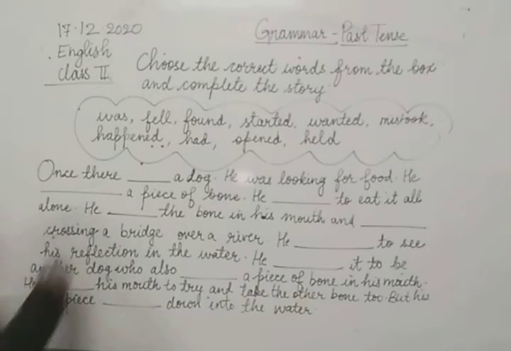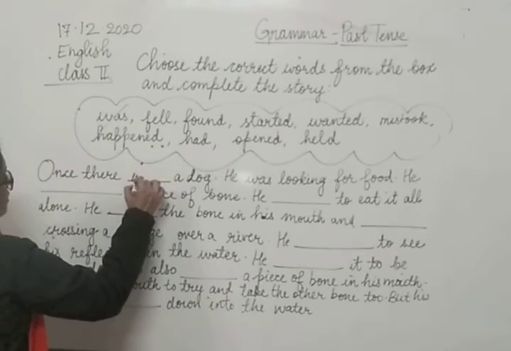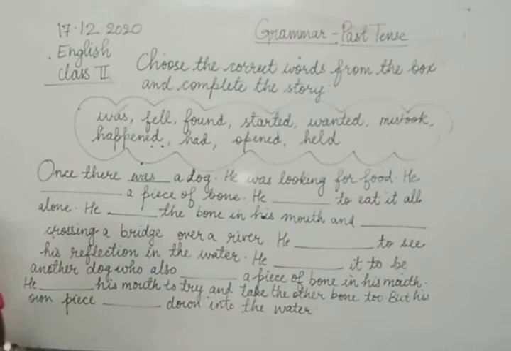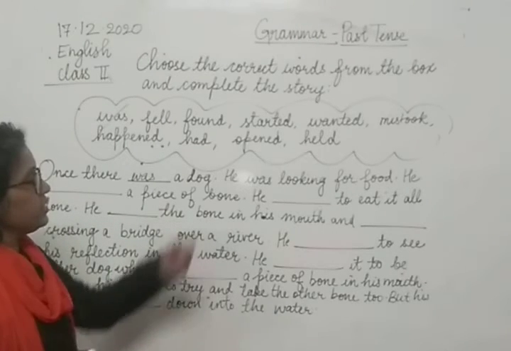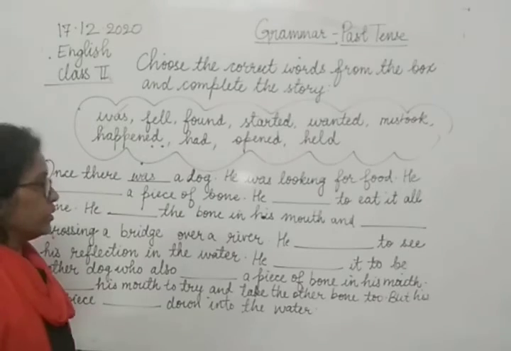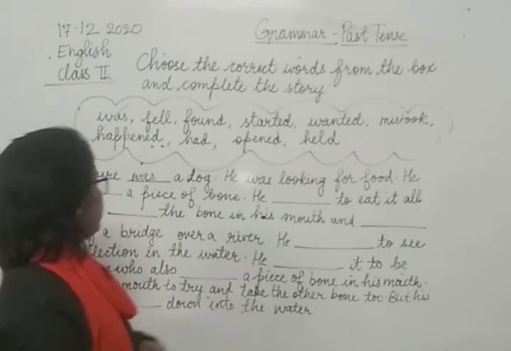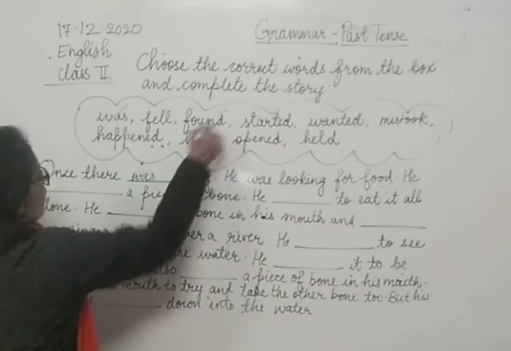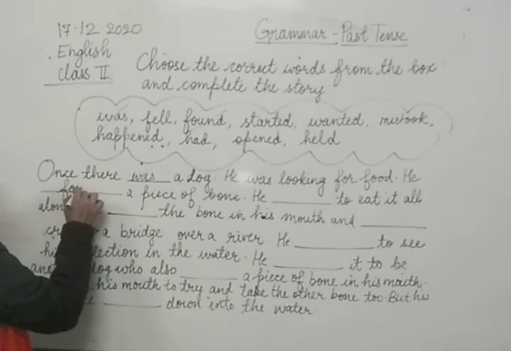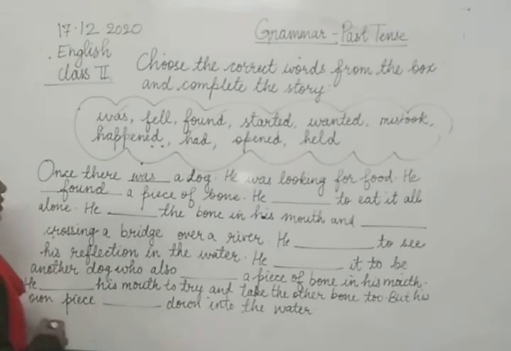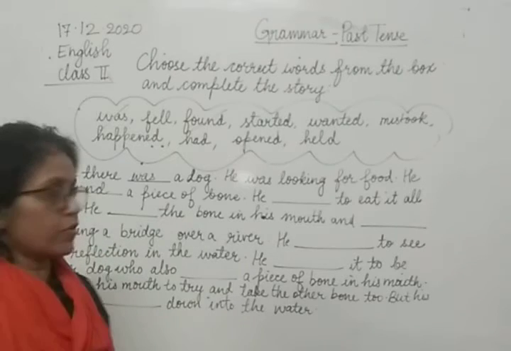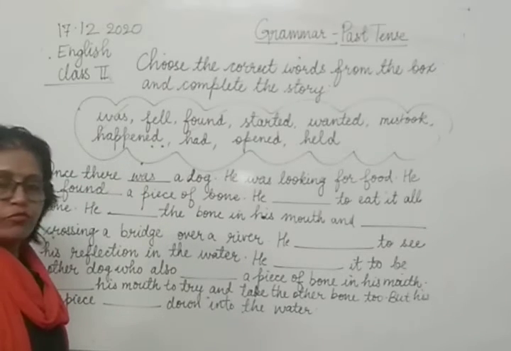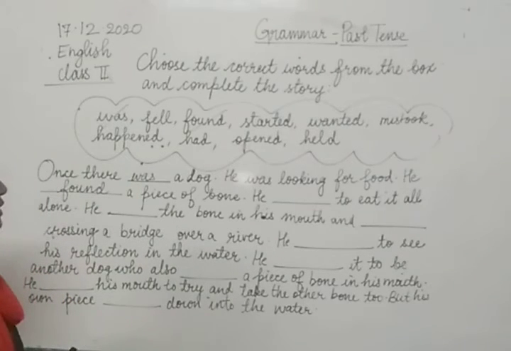Once there was a dog. Once there was a dog. He was looking for food. He found a piece of bone. Found means to get. Find's past tense is found, and is's past tense is was. So he found a piece of bone.